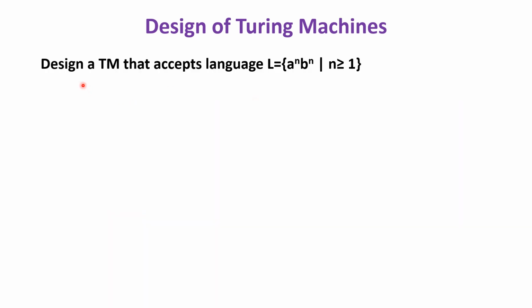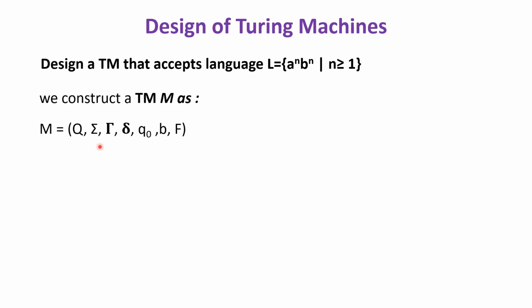Let us design a Turing machine that accepts a language L = a^n b^n, where n is greater than or equal to 1. We construct a Turing machine M = (Q, Σ, Γ, δ, q0, B, F), where many of the things we don't know yet, so they are blank. Σ is {a, b}. The rest of the values will be filled once we complete designing the Turing machine for this particular language.